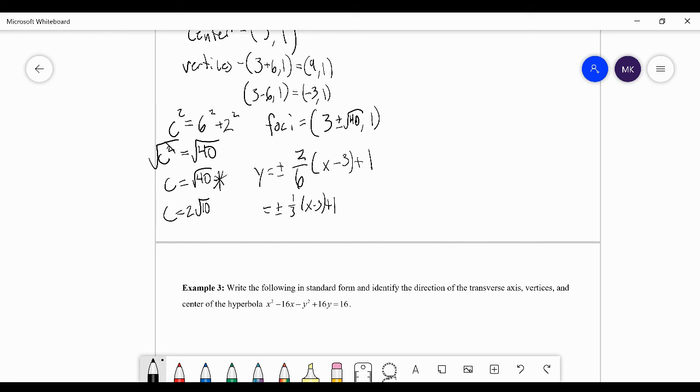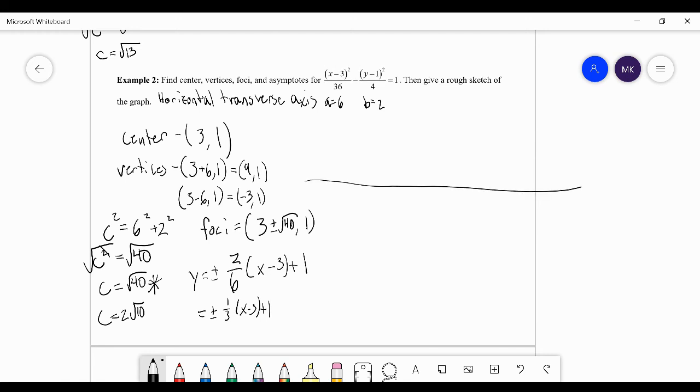I really don't need you to distribute this whole thing out. You absolutely could if you wanted to. I'm not going to do it, because you have to create 2 equations. For the first, we get 1/3 x minus 1 plus 1, so we get 1/3 x. The other one, we get negative 1/3 x plus 1 plus 1, so we get negative 1/3 x plus 2. So we get 2 different equations. I'm just going to leave it like this because it's simple, easy, and we don't really need to get that complicated.